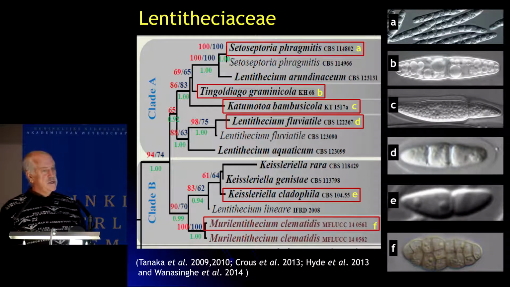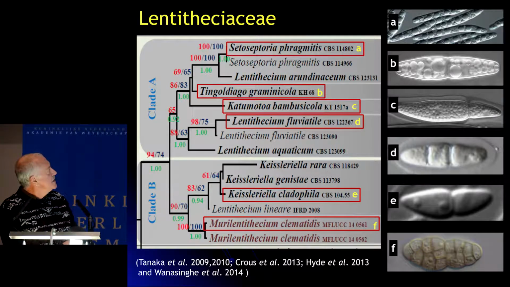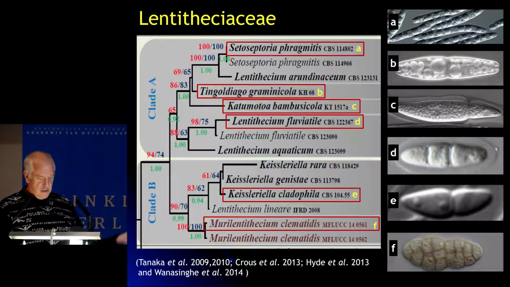So let's just look at some. This is the Lentitheciaceae, one of the families. And this is typical Lentithecium. Where is it here? D. That's what the family looks like. This is typical of the family. Now this one down here also belongs in Lentitheciaceae, so that's got muriform spores. So we've got Pleosporaceae, we've got Lentitheciaceae.